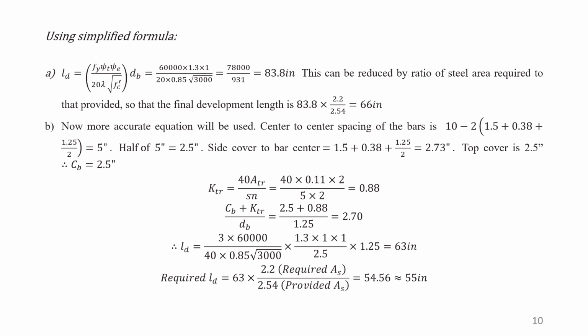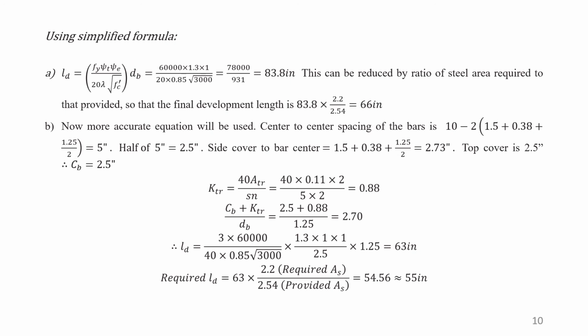Now CB plus KTR divided by dB. CB is 2.5, and KTR is 0.88, and dB, the diameter of the bar, is 1.25, and that gives us a value of 2.70.